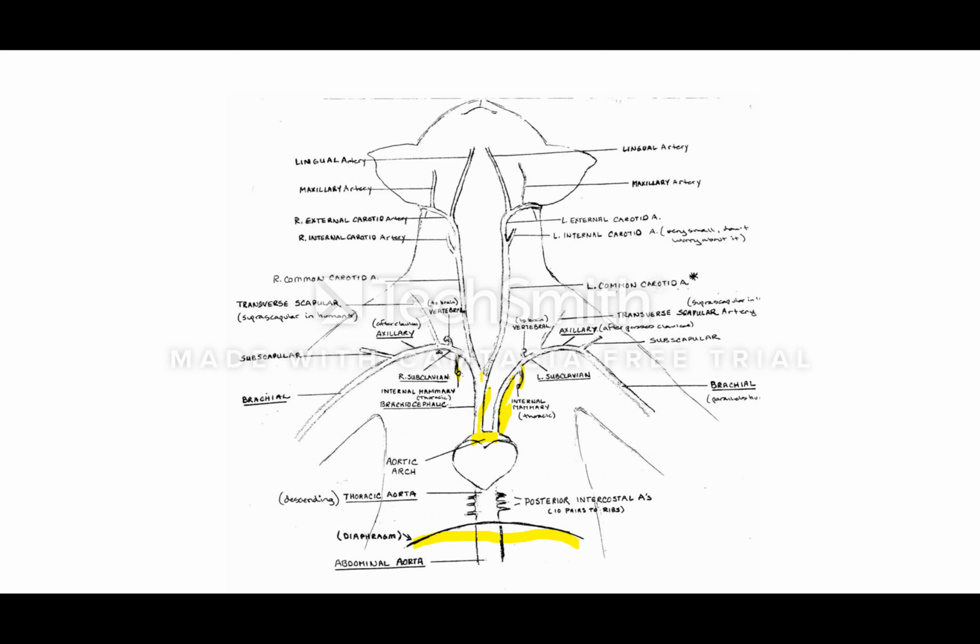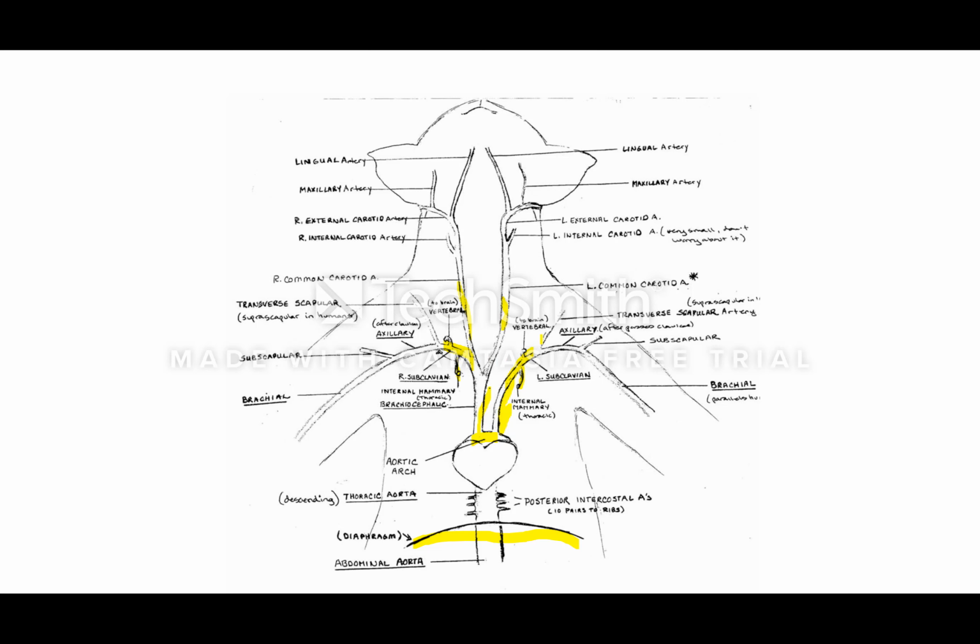Coming off the brachiocephalic trunk, the cat vessels then bifurcate into the left common carotid and right common carotid. Again, for humans, we have three branches coming off the aortic arch, and for cats, they have two. They have the brachiocephalic, which will branch into the left common carotid, right common carotid, and then right subclavian. The left subclavian is over here by itself.